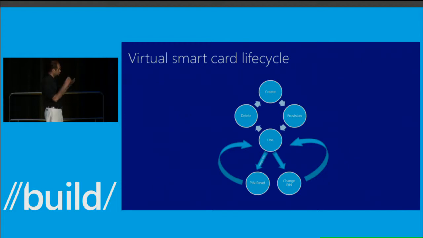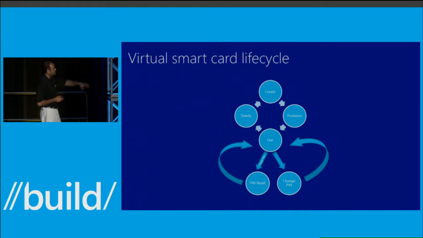And then the user uses the card. During the use of the card, the user may have to change the PIN or reset the PIN or unblock the card. You may also do certificate renewal on the card. And once you're done with the card, you delete the card. So that's sort of a quick life cycle of a virtual smart card. It's very similar to a physical smart card, except for the create part is done in a factory somewhere. So with a virtual smart card, that factory is your PC.